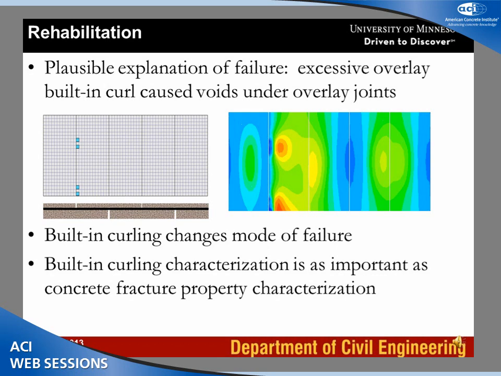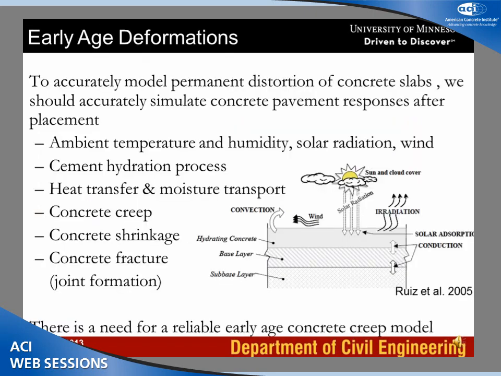But what is absolutely clear is that to really develop a rational model for analysis of unbonded overlays, we have to predict built-in curl correctly. It shouldn't be just an index for calibration. It must be done on a rational basis. That's number one. And second, we should be able to characterize strength of the overlay not just by modulus of rupture, but using a more sophisticated fracture mechanics based approach, which will be the subject of another presentation.